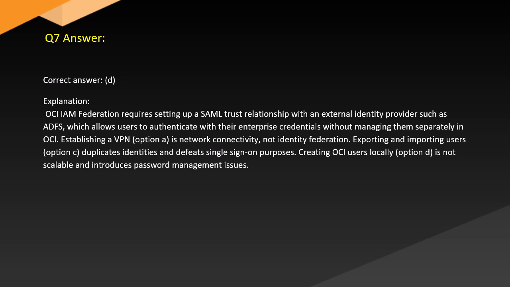OSI-EM Federation requires setting up a SAML Trust relationship with an external identity provider such as ADFS, which allows users to authenticate with their enterprise credentials without managing them separately in OSI. Establishing a VPN, option A, is network connectivity, not identity federation. Exporting and importing users, option C, duplicates identities and defeats single sign-on purposes. Creating OSI users locally, option D, is not scalable and introduces password management issues.